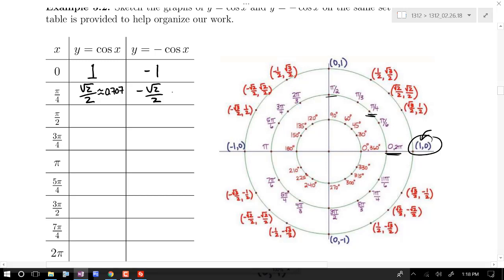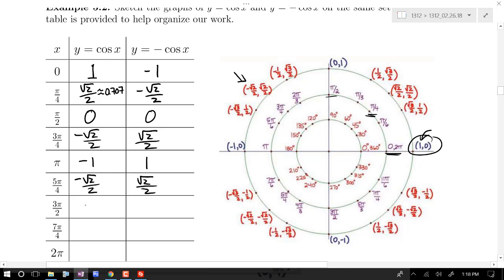At pi over 2, that's the top of the circle. What's cosine equal to? 0. And so its negative is still 0. How about 3 pi over 4 over in the second quadrant here? Negative root 2 over 2. And its negative is a positive root 2 over 2. How about at pi? Negative 1, and so its negative is a positive 1. At 5 pi over 4? Negative root 2 over 2. Its negative in the other column is a positive root 2 over 2.